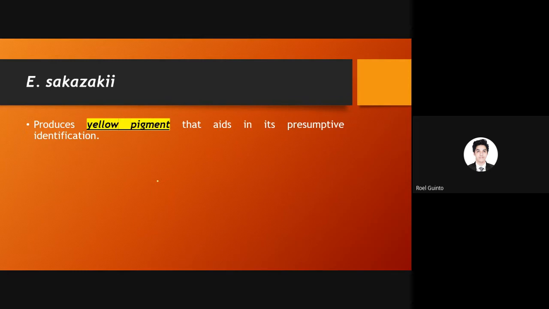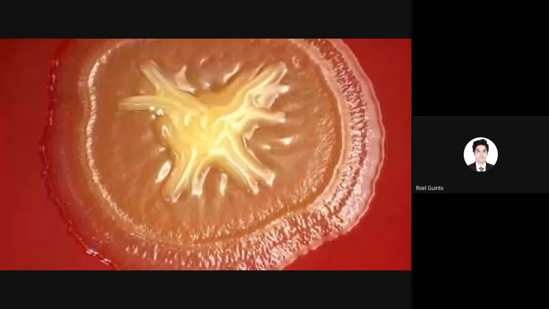So next, we have the Enterobacter sakazakii. So produces yellow pigment that aids in its presumptive identification. So kapag nakita tayo ng ganitong colony sa ating culture media, presumptive lang natin that is Enterobacter sakazakii. Pag sinabi natin presumptive, hindi pa yun sure kung sa Enterobacter sakazakii pa lang. So we need to perform what? Biochemical testing to confirm if the colony is belong talaga to Enterobacter sakazakii.